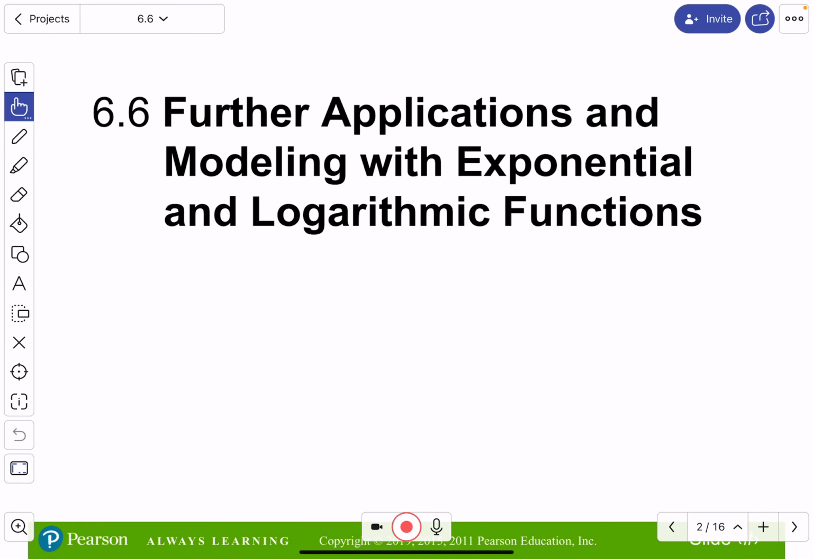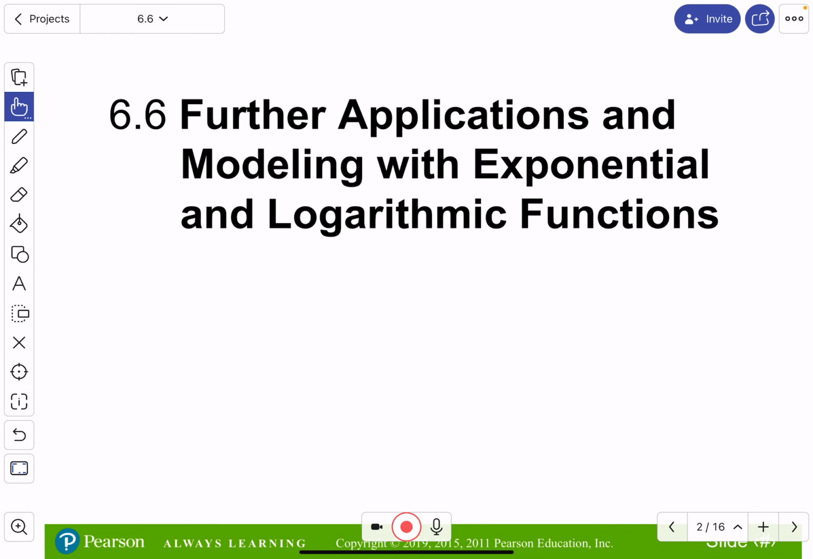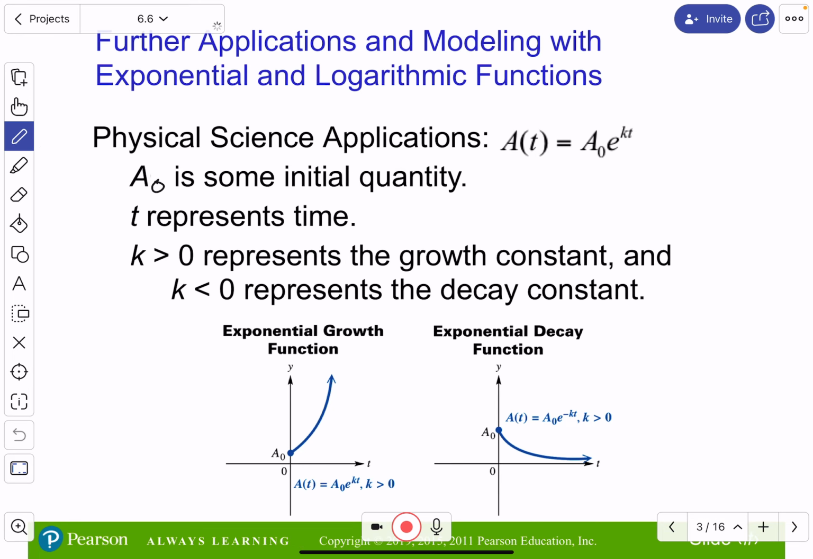Here we go. All right, 6.6. Further applications in modeling. So we're looking at more word problems and how to use them. In physical science, we use exponential equations a lot. So A of t equals A sub 0 e to the kt.